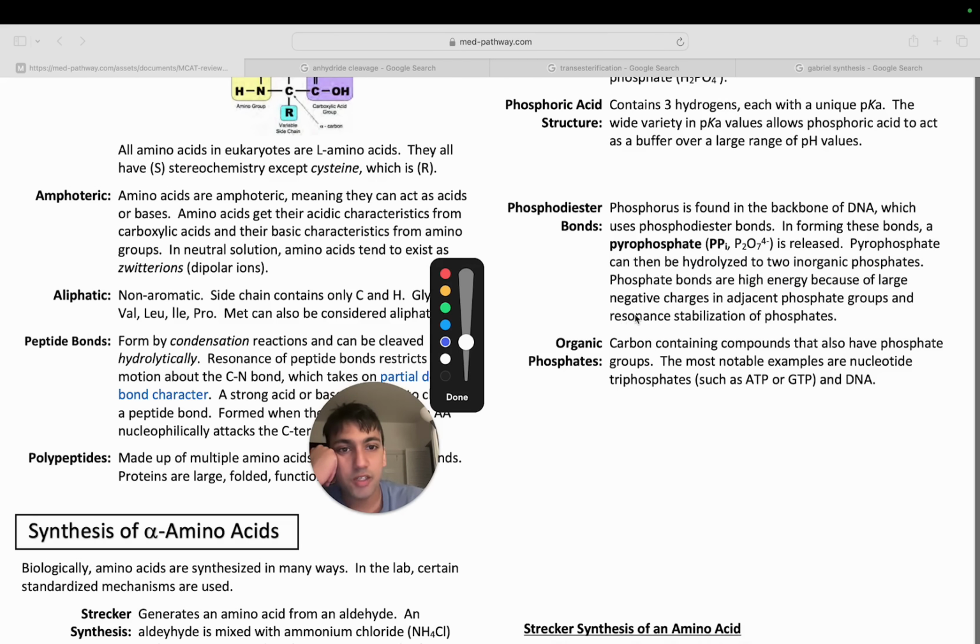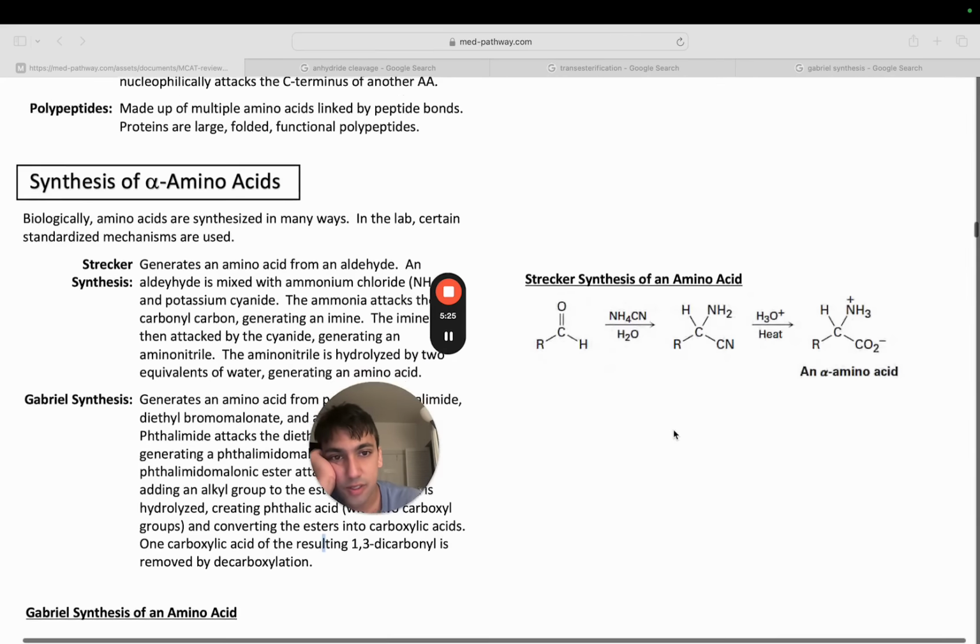Phosphate bonds are high energy because of large negative charges in adjacent phosphate groups and resonance stabilization of those phosphates. Okay. Organic phosphates are carbon-containing compounds that have phosphate groups. The most important ones that you should know are ATP, GTP, and DNA. So those are organic phosphates.